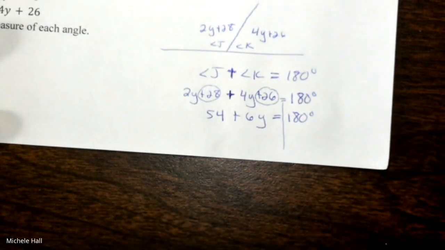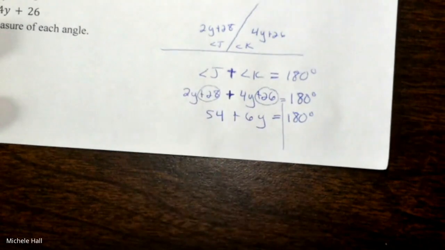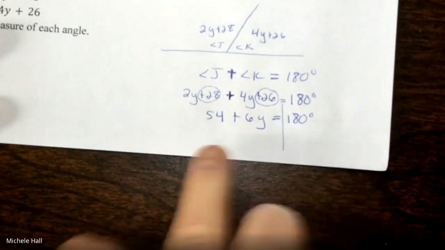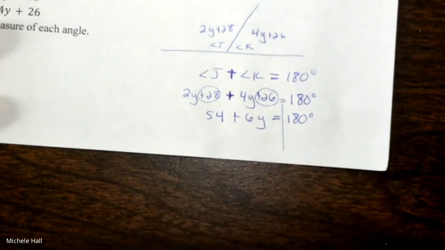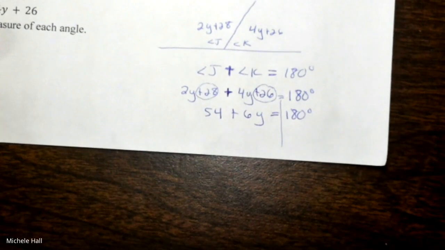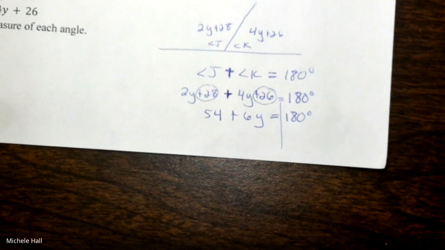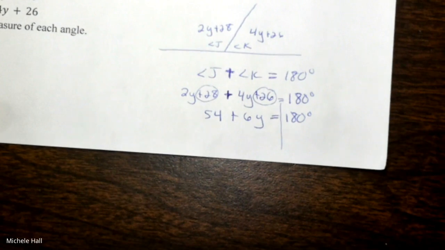When you're simplifying, you're just looking at things you can combine. Now you're thinking about shifting stuff away from the variable to the opposite side. Go ahead and solve this two-step equation. When you're done solving the equation, make sure you read the final step here. It says find the measure of each angle. Okay, Boston, you ready to solve?